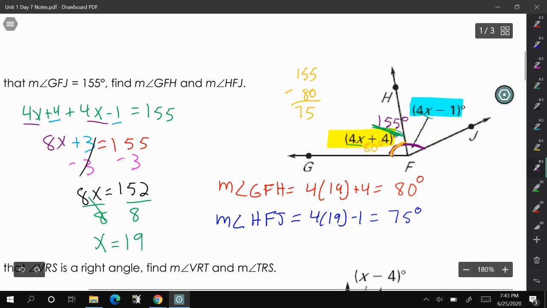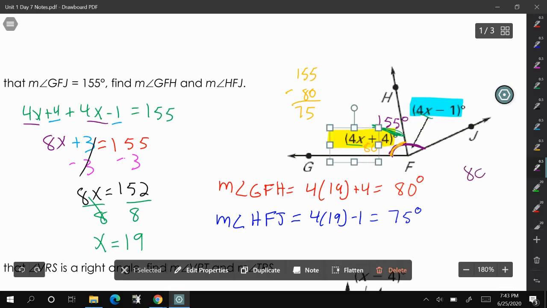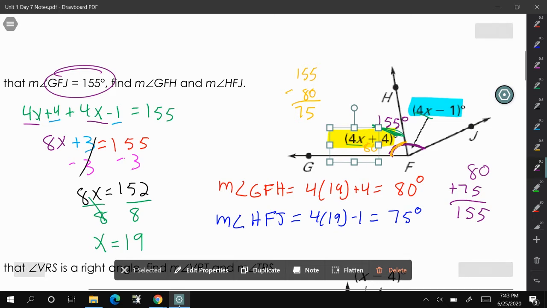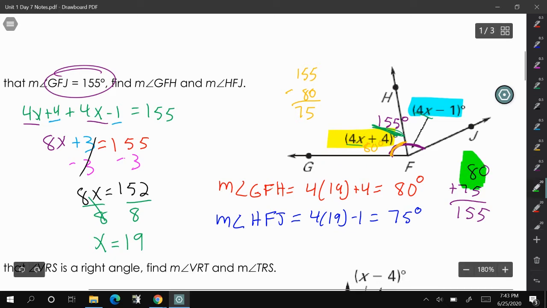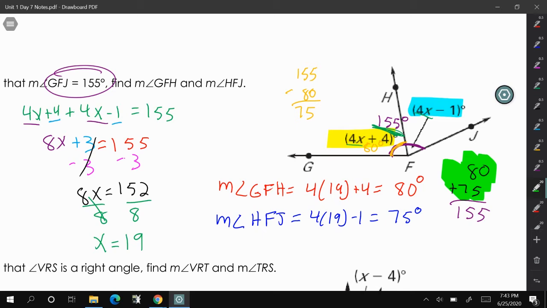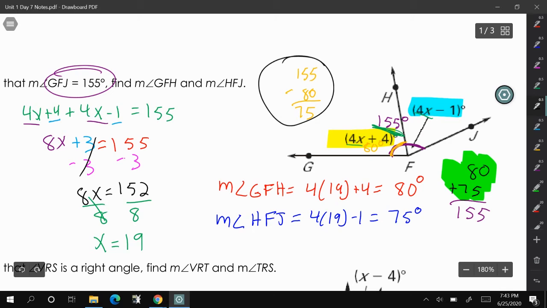And then just to double check, what is 80 plus 75? Well, that is 155, which is what we were given originally. If these two numbers here didn't add up to 155, then I know that I did something wrong and that I needed to go back and check. If you had done it this way instead, did 155 minus 80, you would not be any wiser. You wouldn't be aware that you made a mistake. So that's why I don't like to do that sometimes.